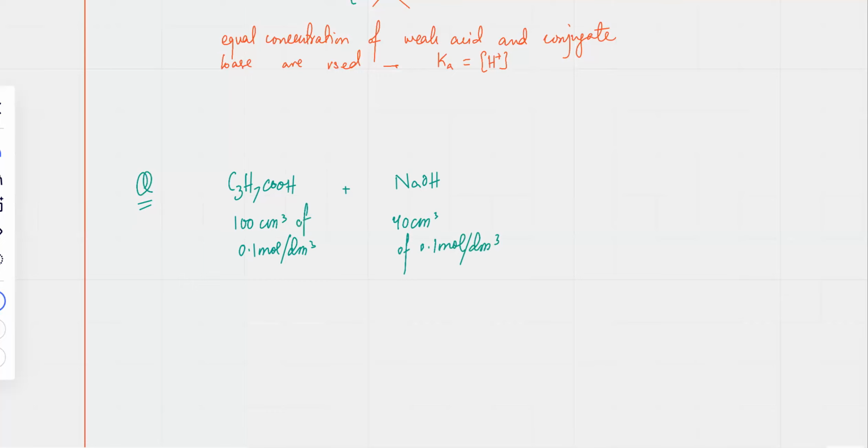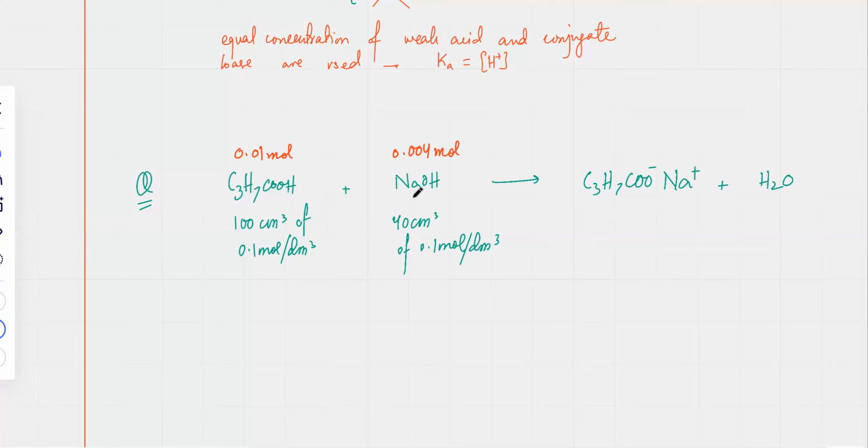We know that the two would react to form a salt, which is C3H7COO-. That's the conjugate base, plus water molecules. Can anyone quickly tell me what moles do we have over here for butanoic acid? It's going to be divided, so 0.01. Okay, so it's going to be 0.01 moles. And NaOH would be 0.004 moles. Yes. Okay, now one of them is in excess.